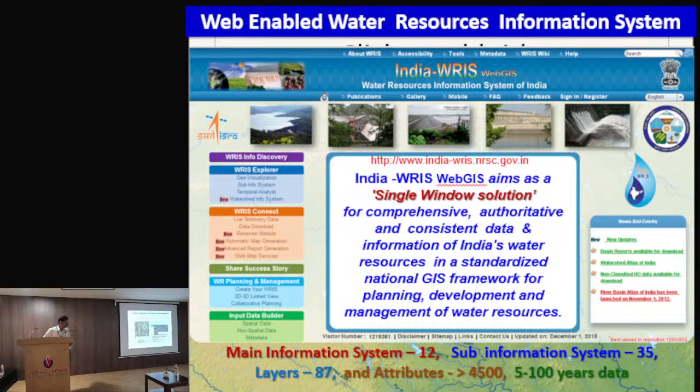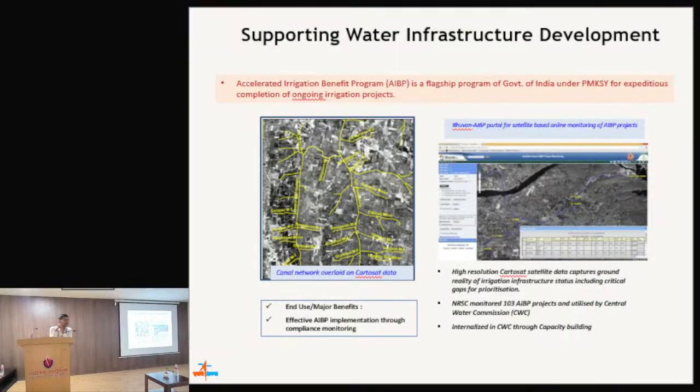Now this is another example. You can see that there is a scheme called accelerated AIBP. Under the scheme, the canal construction has to happen. So what is the purpose of this canal? You have a very popular example called Mission Bhagiratha. You have a big reservoir or a big storage somewhere, and then you are doing lift irrigation and pumping the water to multiple places, and you are running different kinds of networks.